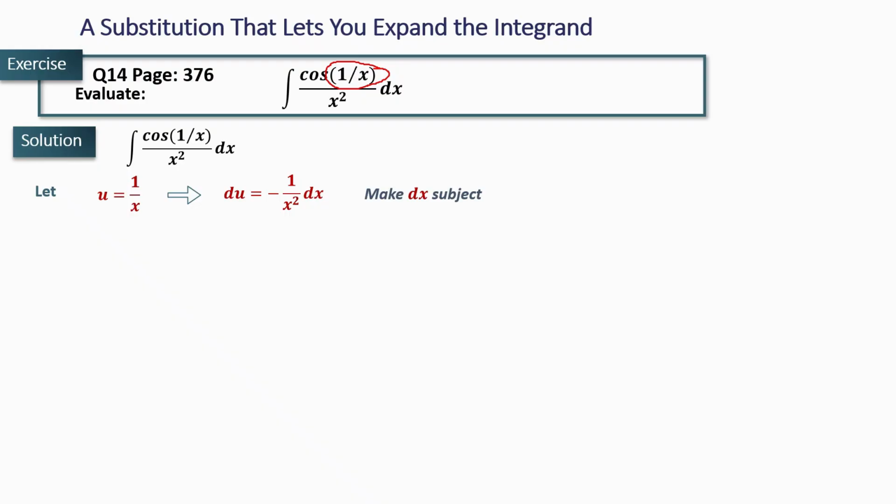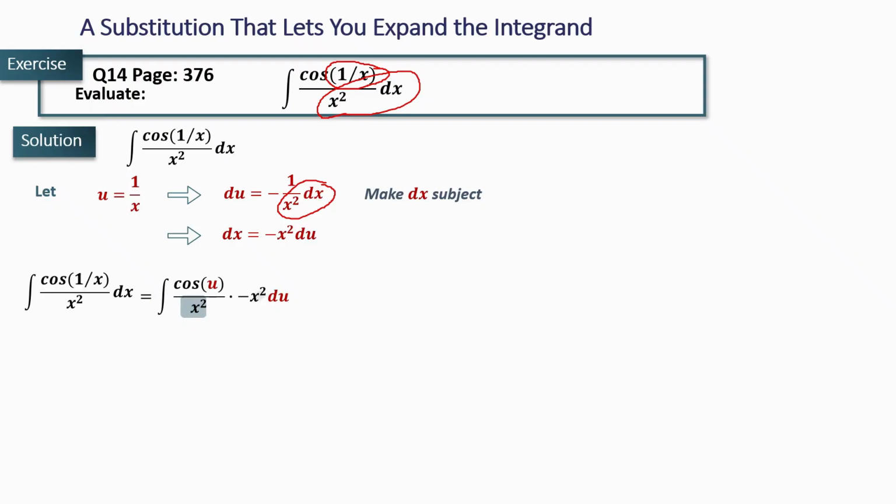Okay? Fine. Let's proceed. Here again, if you prefer, you can have dx by x square as negative du, and you can substitute it instead of dx by x square. Or you can find the dx value and then replace dx. And you can cancel the common term x square. So you are left with negative integral cos u du.